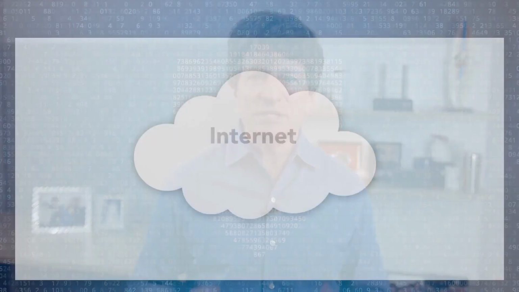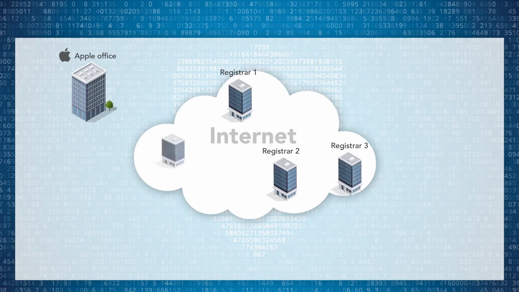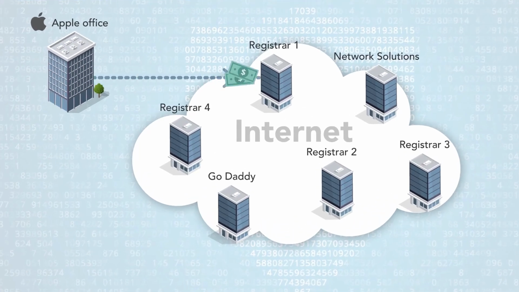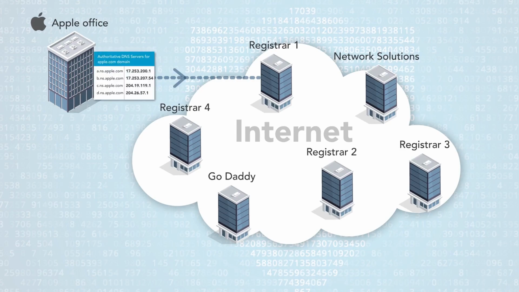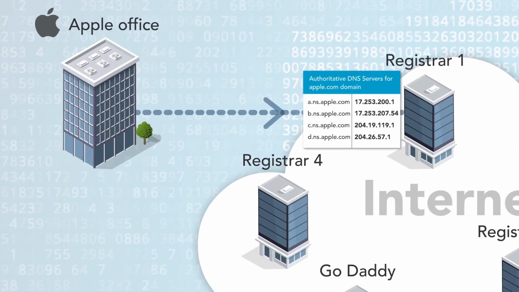So let's look now at authoritative DNS and how it's configured. And to do that, we have to start with domains. A domain, such as apple.com, has to be purchased from an organization called a registrar. There are many registrars out there, many of which you might have heard of or have done business with. Examples include Network Solutions and GoDaddy. Once you've purchased a domain from a registrar, you have to set up some authoritative DNS servers and provide the list of those servers to the registrar. In this example, Apple has 4 authoritative DNS servers for its domain, apple.com.